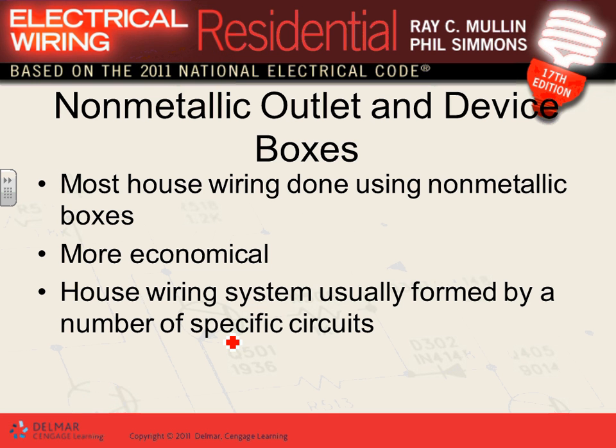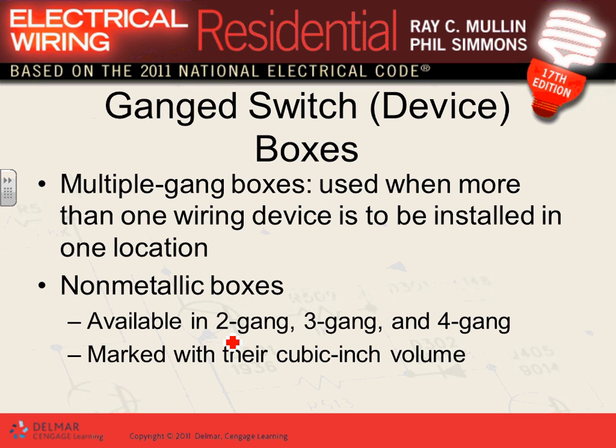Like in dwellings, we talk about dwellings, guys. Almost everything is done with non-metallic. More economical. Why do we use it? Because it's cheap. A house wiring system is usually formed by a number of specific circuits. You're going to see when it comes to dwellings, the NEC code book talks and talks forever. They have everything that you need to know about the requirements for wiring a dwelling. Gang switches, guys, devices, multiple gang boxes. If it's non-metallic, 2, 3, or 4 gangs, you can see they can come in these, and you guys have seen them up to 4 gangs or so. They are also marked with their cubic volume. Their cubic volume must be labeled on the non-metallic boxes, so you can do calculations for that.